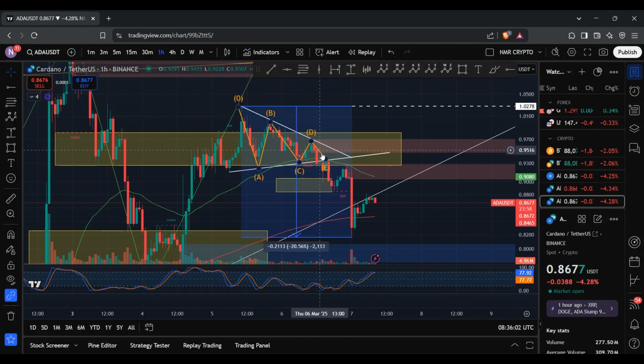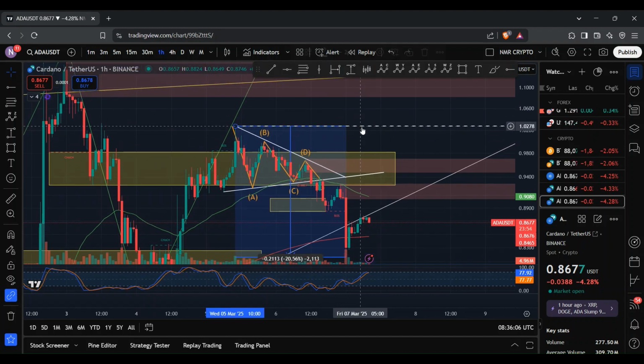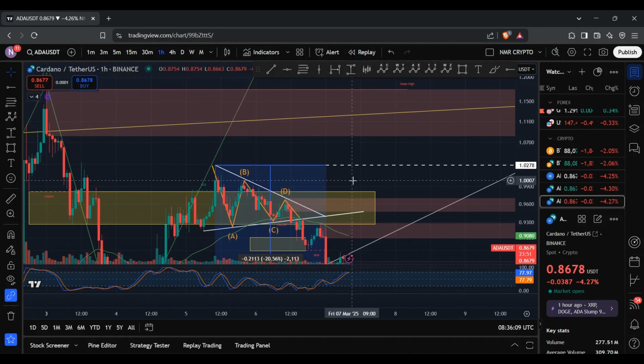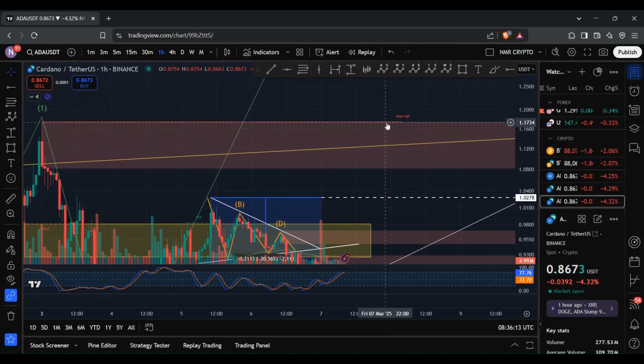And we were looking for ADA to reach the apex of this triangle and then see a breakout to the upside where we would retest the $1 mark. And if we found support at this $1 mark, then our next key target would have been this target here at $1.17.